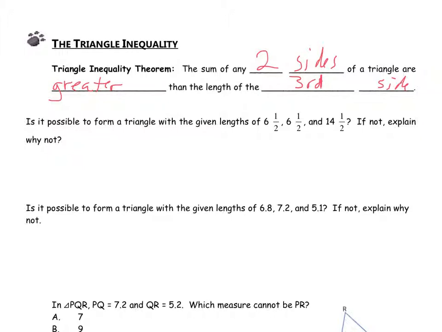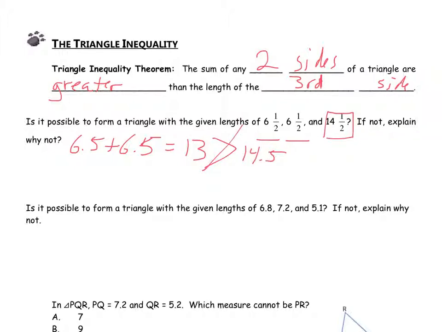Is it possible to form a triangle with the given lengths? 6.5, 6.5, 14.5. Well, let's go 6.5 plus 6.5. That equals 13. Is 13 greater than the third side, which is 14.5? It is not. So if it is not, then my answer is no. We cannot form a triangle from those sides.